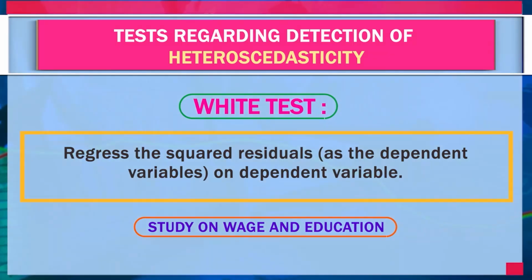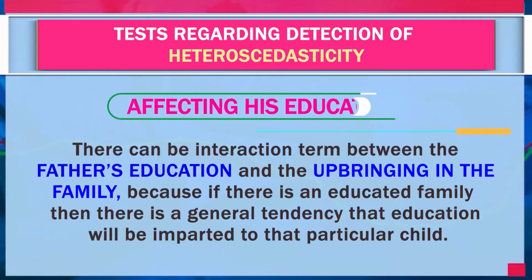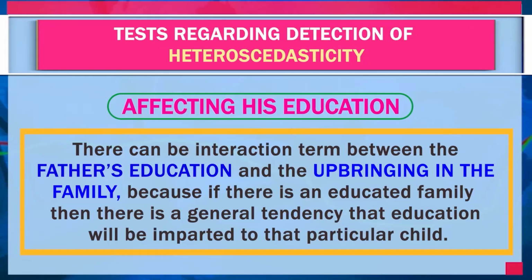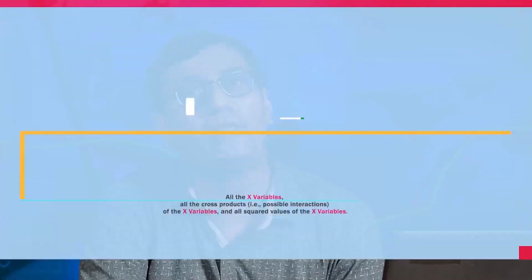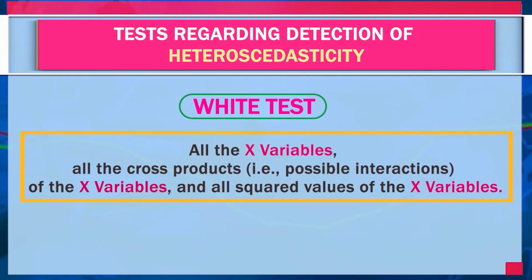Another independent variable may be the parental education. Another independent variable may be the proximity of his place of residence to the educational institution. Another can be any kind of family upbringing, that also is one of the major variables affecting his education. So there can be an interaction term between the father's education and the upbringing in the family. Because if there is an educated family, then there is a general tendency that education will be imparted to that particular child. So all this can have an interaction effect on the wage.